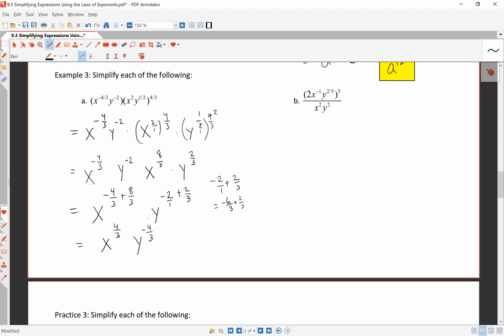And so we get rid of the negative exponent now by placing it in the denominator. We have x to the 4/3 divided by y to the 4/3. They're not like bases, so there's nothing we can do to combine those.